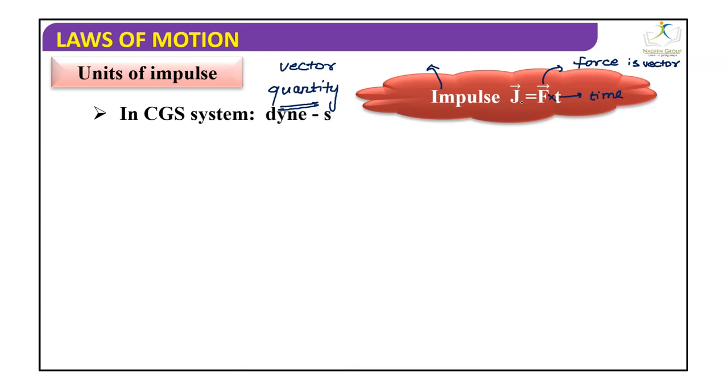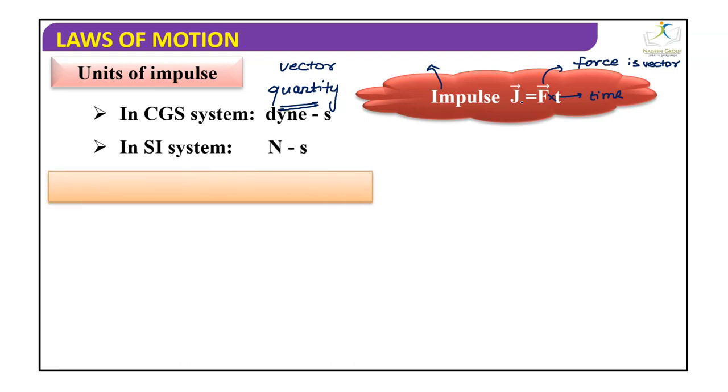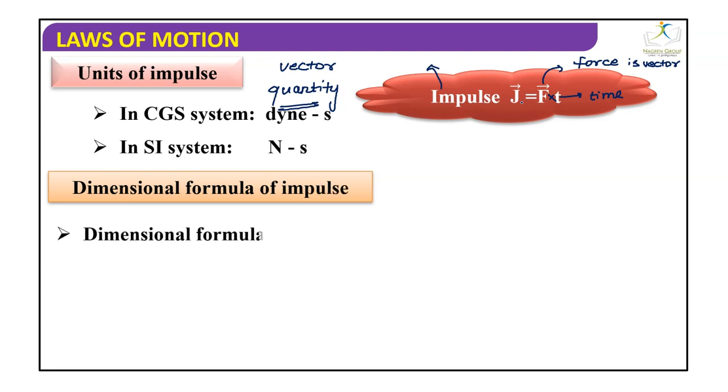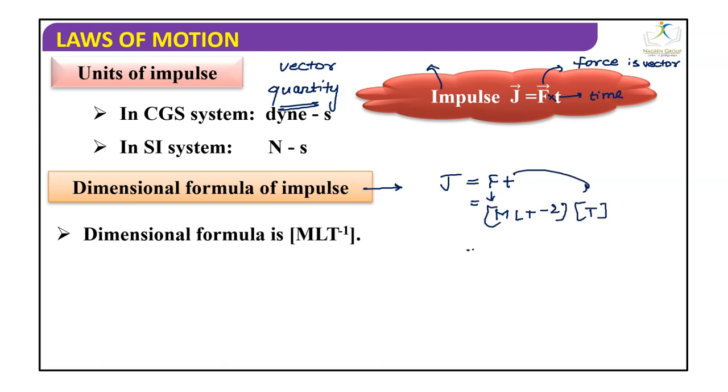In the CGS system, its unit is dyne second. In the SI system, newton second. So the dimensional formula of impulse is MLT minus 1. How did we calculate it? Let's do it. We know that J is equal to Ft in magnitude. The dimensional formula for force is MLT minus 2, and T is the time over here. After solving, we get MLT minus 1. I hope you understood how this dimensional formula came.